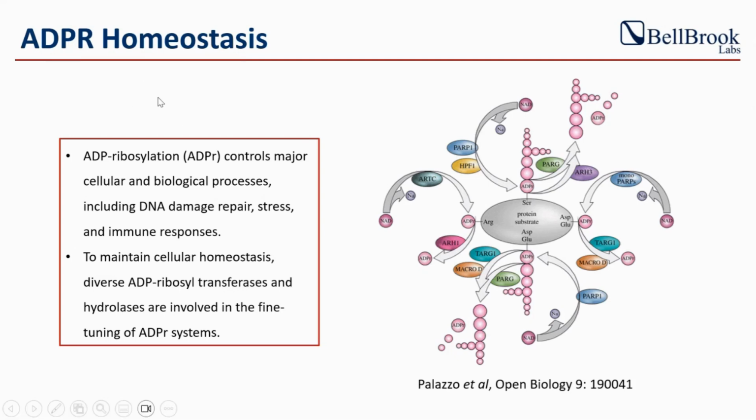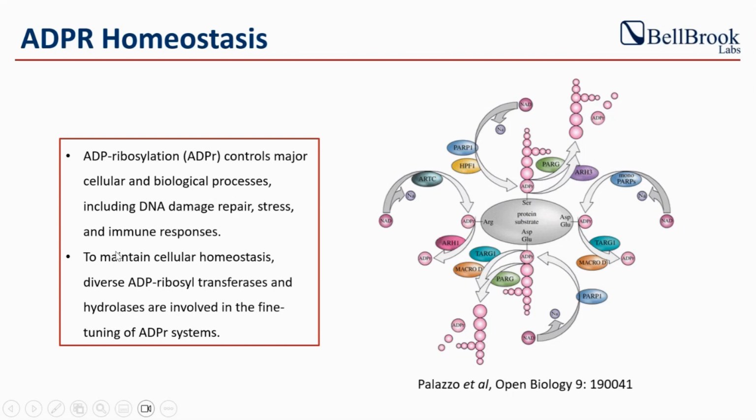A little introduction about ADP homeostasis. ADP-ribosylation is a posttranslational modification. For proteins, ADP-ribosylation adds ADPR or poly-ADPR on different amino acids of the protein, and this is a reversible process. As you can see, there are enzymes that remove the addition. By adding or removing ADPR, it turns specific pathways on and off, and therefore it controls important cellular processes, such as DNA damage repair, stress, and immune responses.